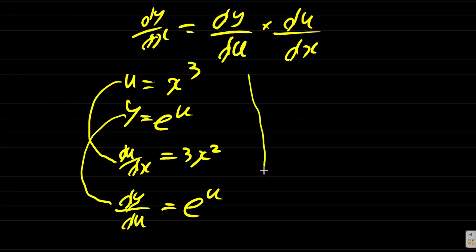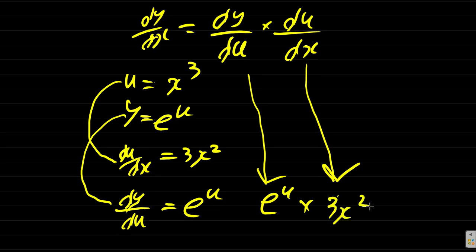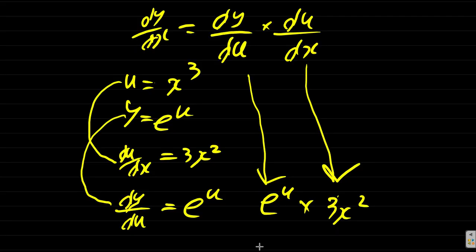dy by du would be e to the u times du by dx. If you put it here, you get 3x squared. So you get e to the u. But what is e to the u? What is u again? U is x cubed, so it's e to the x cubed times 3x squared.